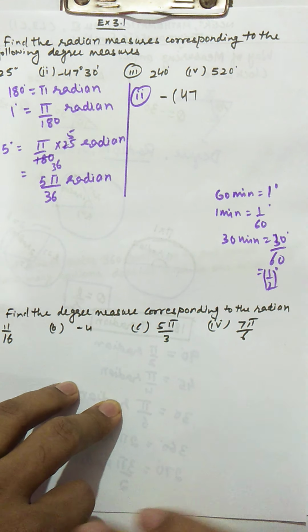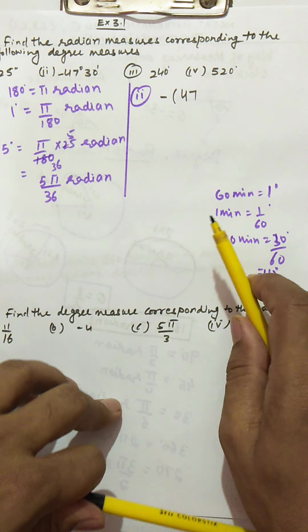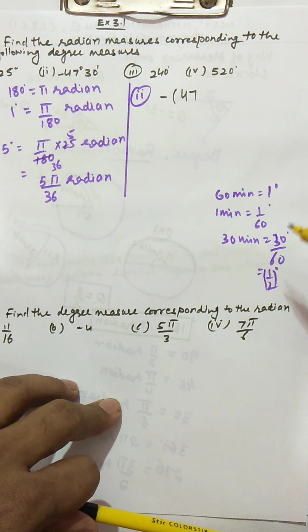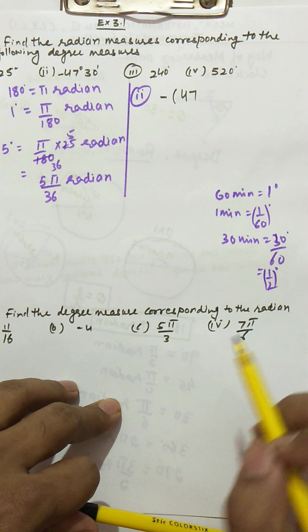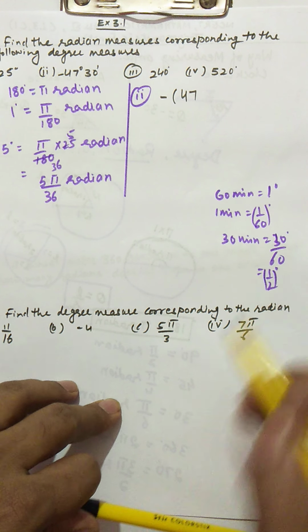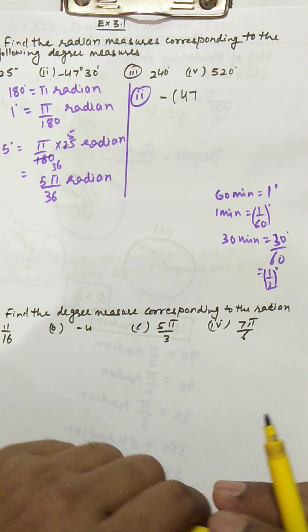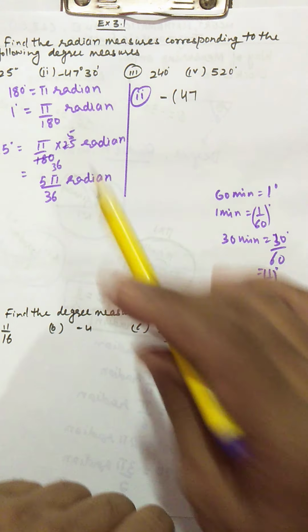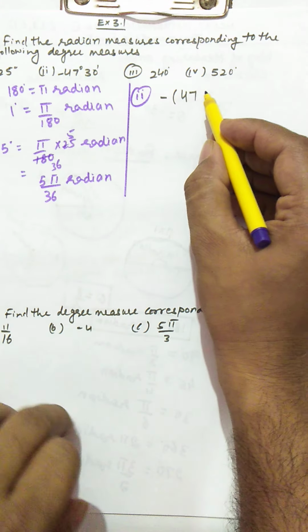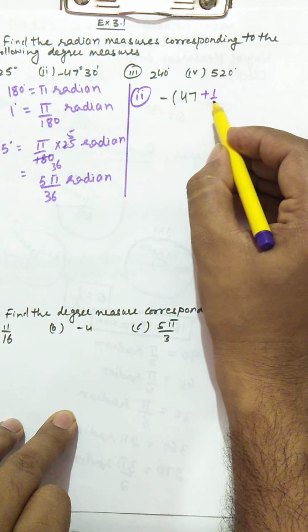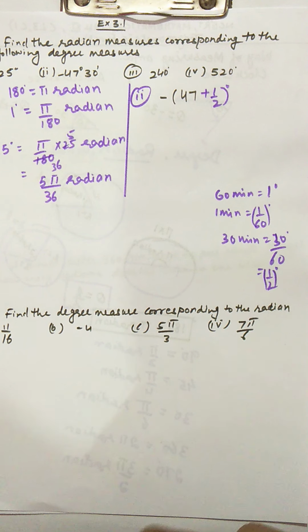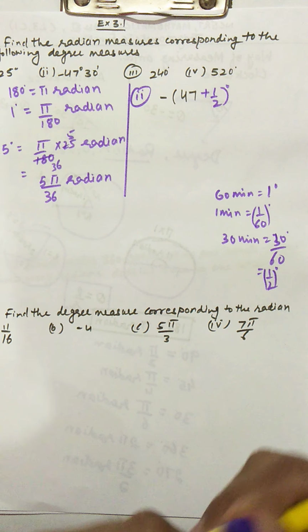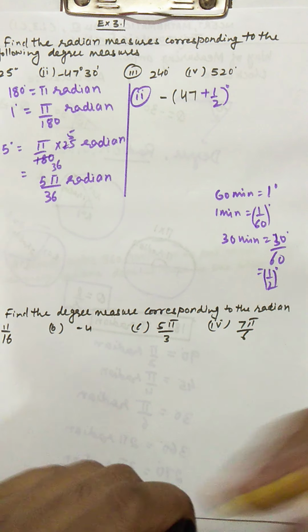60 minutes equal 1 degree and 1 minute equal 1 upon 60 degree. So 30 minutes will be 30 upon 60 degree. So this is going to be 1 by 2 degree. So that 30 minutes will be converted into 1 by 2 degree. So this will become 47 plus 1 by 2 degree, and that you can simplify further.